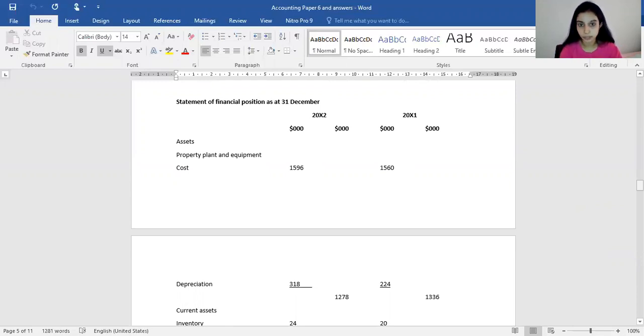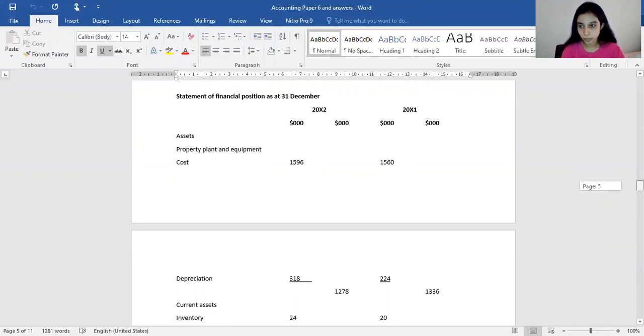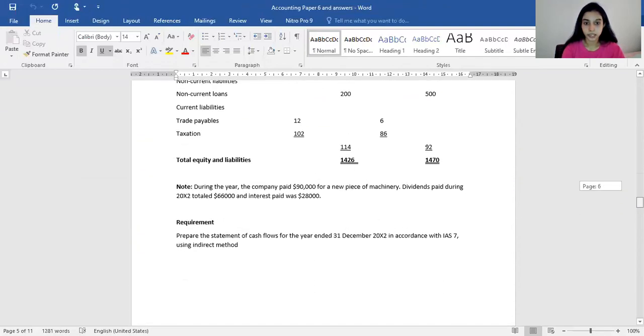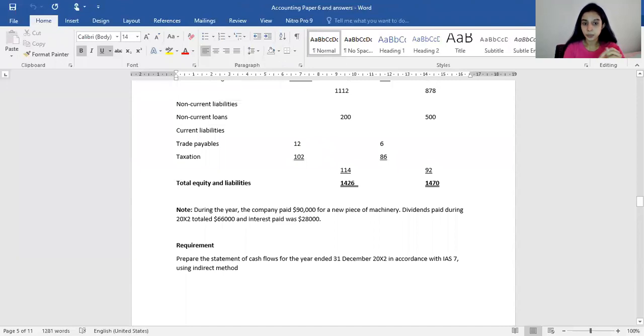Let's keep it for the moment like that, because we might be getting some other adjustments as well in the cost account. And dividends paid during the year total to 66,000. So this is a direct cash outflow under the financing activity. And interest paid was 28,000. So under the operating activity, you can directly put interest paid as 28,000.